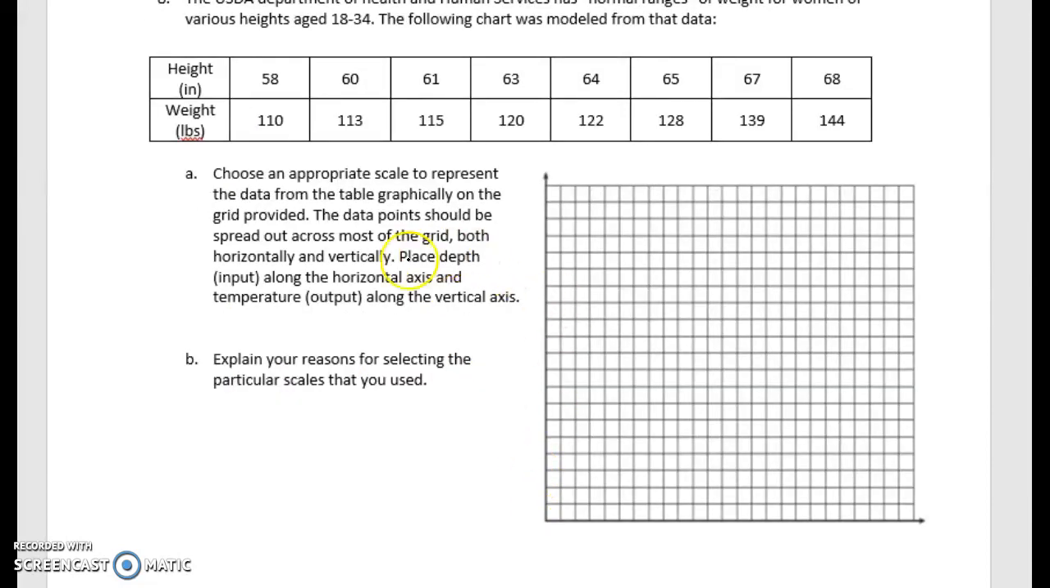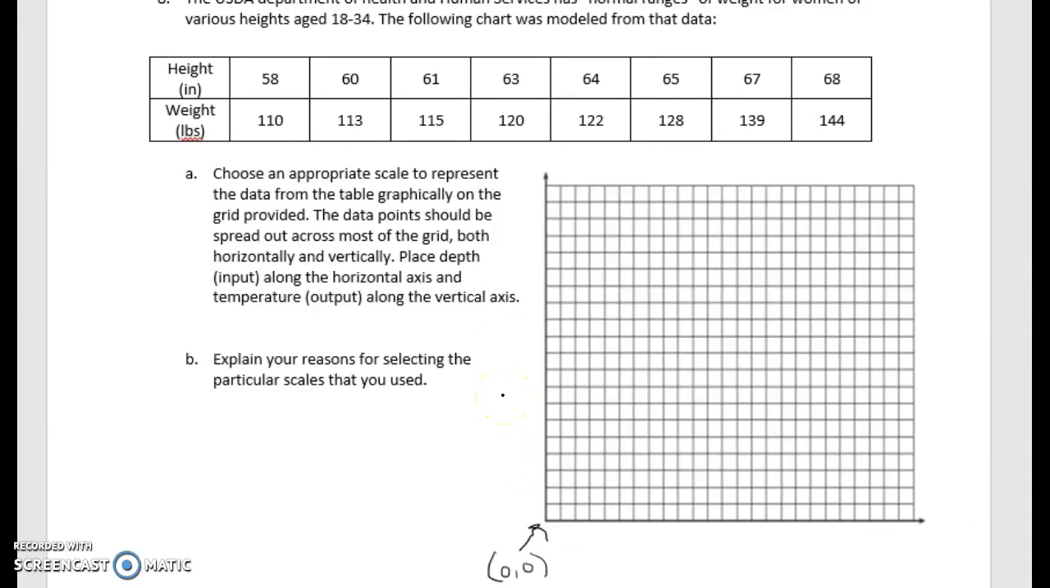Last thing I want to mention is when we're graphing, again, you will identify your input and output. And your input is going to go along the horizontal axis. Your output goes along the vertical axis. But when we are graphing, and notice these values are going from 58 to 68 and 110 to 144, well, we know that this point right here is always 0, 0. It's always the origin. That never changes. But how we count this axis, or how we scale this axis, can be whatever we choose it to be.